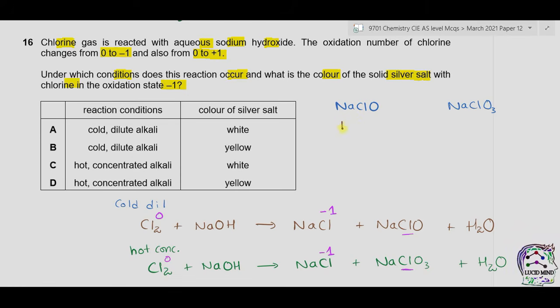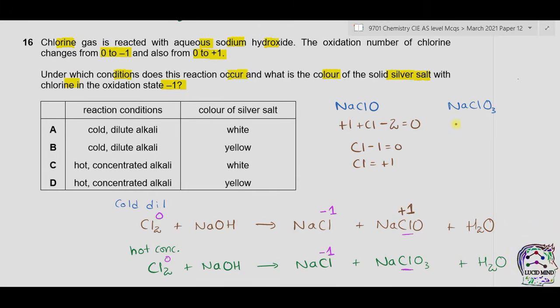We have one sodium, so it is +1, one chlorine, and one oxygen. Oxygen is -2, overall charge is 0. So chlorine - 1 equals 0, chlorine equals +1. So the oxidation state of chlorine in NaClO is +1.